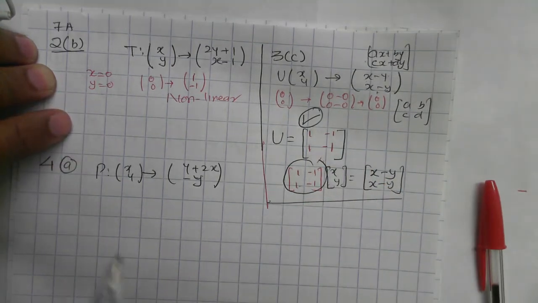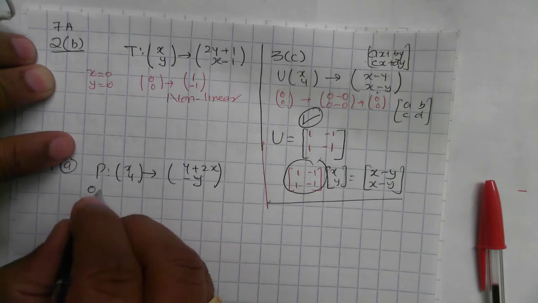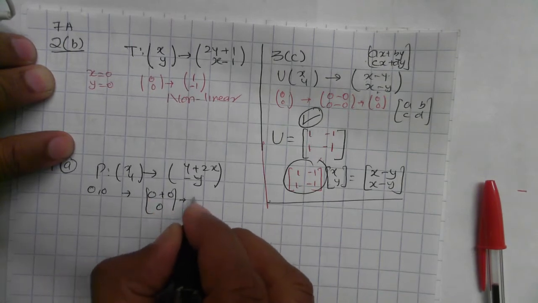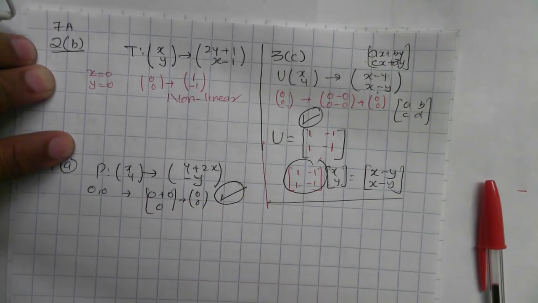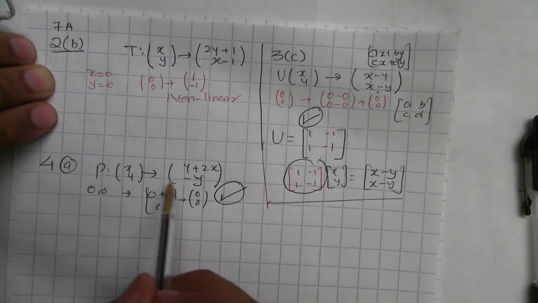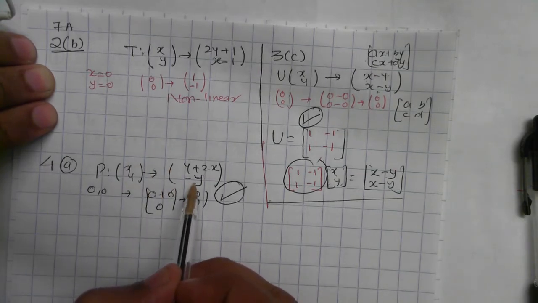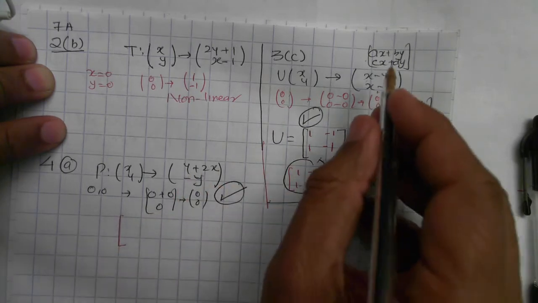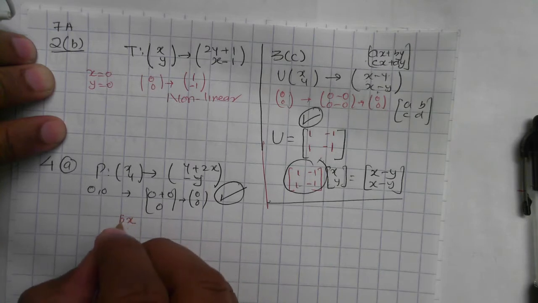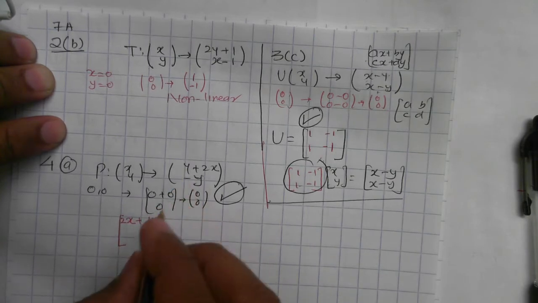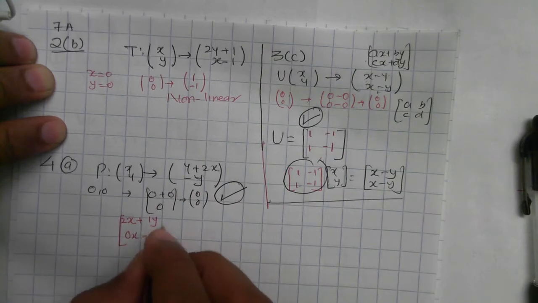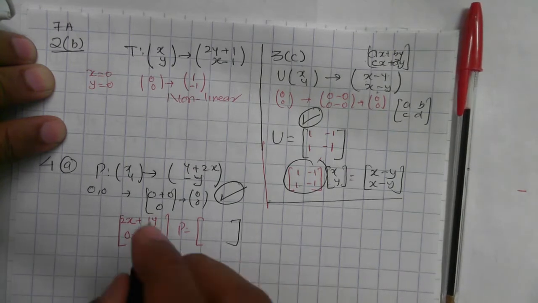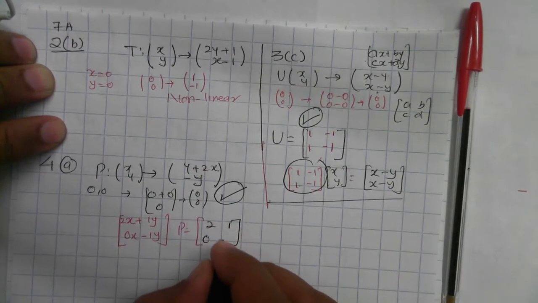Okay, let's check this one now, people. First of all, check if that's linear. Put in 0, 0, you get 0 plus 0 on the top and 0 at the bottom, so you get 0, 0 again. So yes, it is a linear transformation. Question number 4a. How do we find what matrix represents this transformation? We just rearrange it in the form of ax plus by. So that's 2x plus 1y and 0x minus 1y. So matrix P is equal to 2, 1, 0, -1.